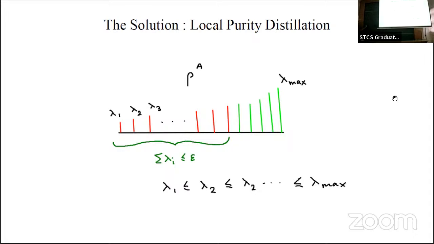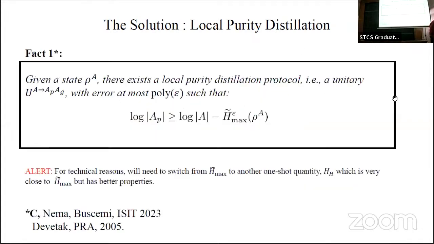So remember, the dimension of the whole space was A, and the size of each block was this business. So each AP is of size this. So when I take the log, and we like working in logs because we can literally count qubits in the log space, so log of this AP is log size of A minus H max. And this is actually the statement of this theorem.